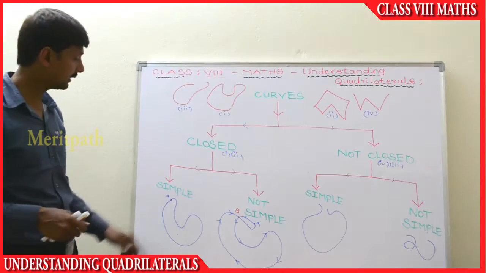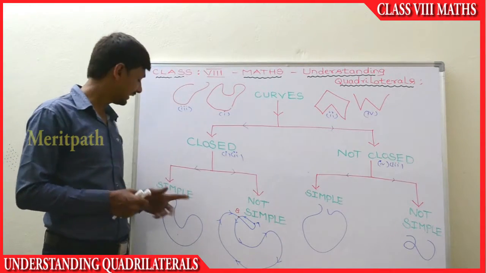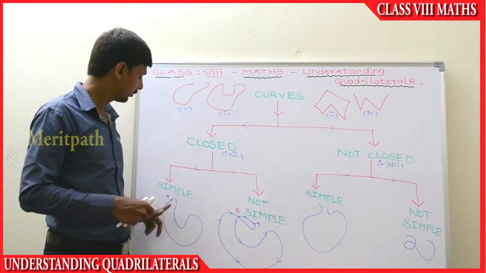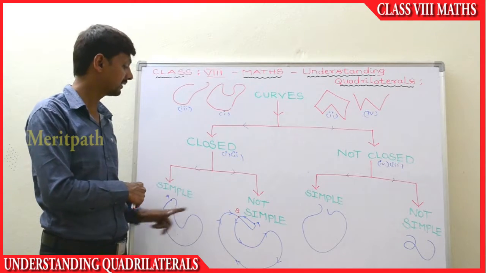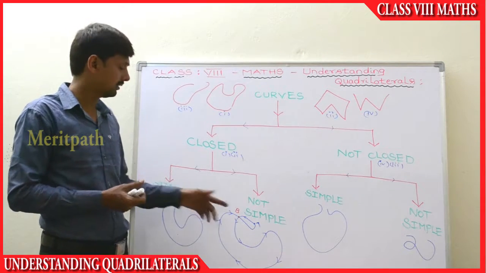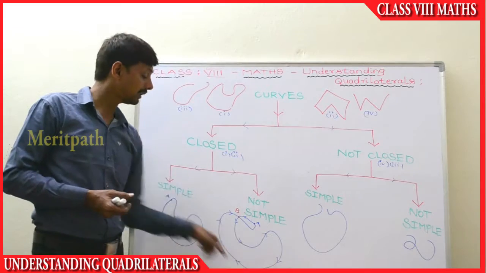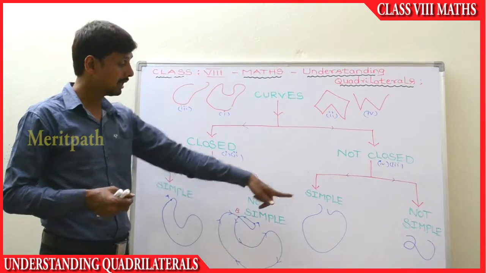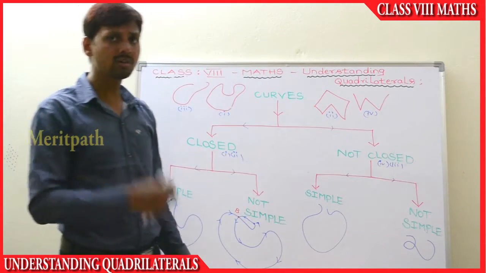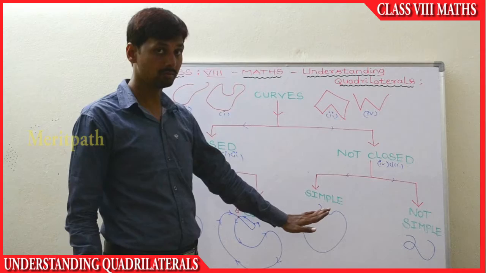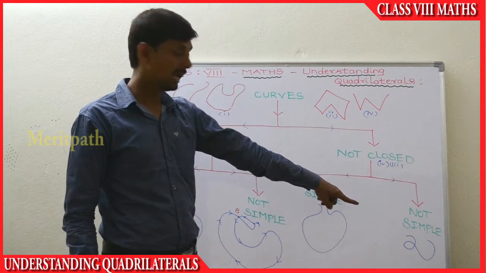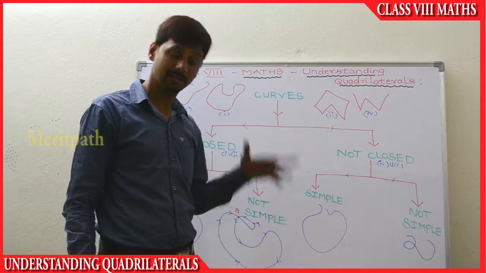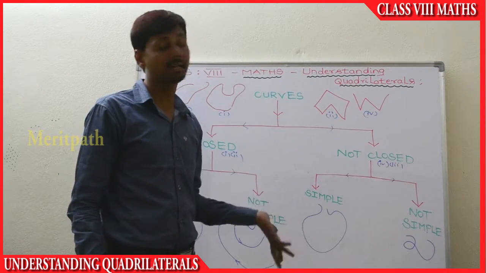We have taken the names of these. With closed, it's called simple. Simple means the line should not intersect itself. So here the line is not intersecting itself. Here the line is intersecting itself, because when we started here, the line was intersected previously by what we had drawn. So this is not simple. And here the line is not intersecting itself, but it's not closed. So this one is not simple but open, and this is also open.